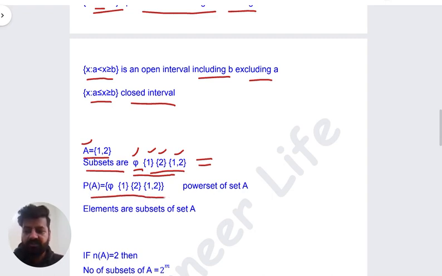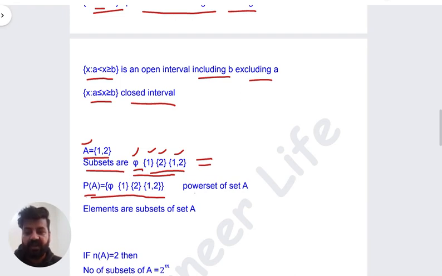Here you see, what do you see here? I write down a curly bracket, and in between I write down all 4 subsets of A in this tabular or roster form. All these 4 subsets are the elements of a set, this set P(A).